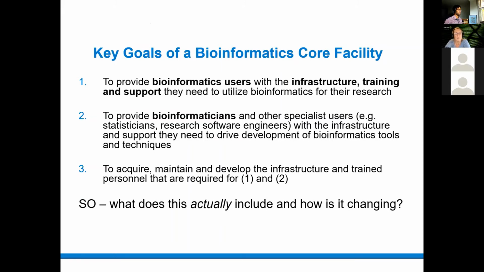And then in order to do that, a core facility needs to acquire, maintain, and develop the infrastructure and the trained personnel that are required to do the job, to provide these facilities for our users, be they biological researchers or bioinformaticians or statisticians. So what do we actually need to do that? And how is it changing over time? Next slide, please.